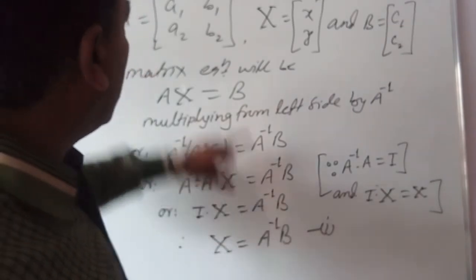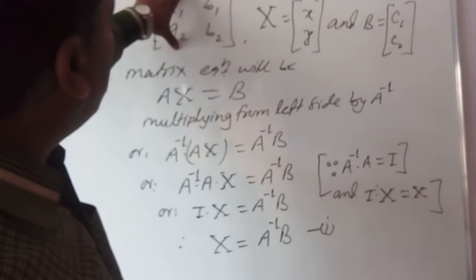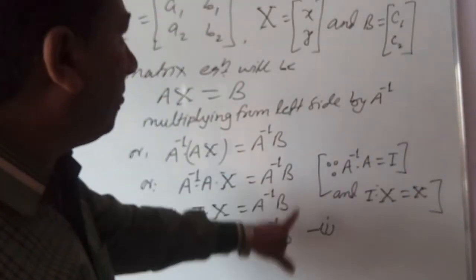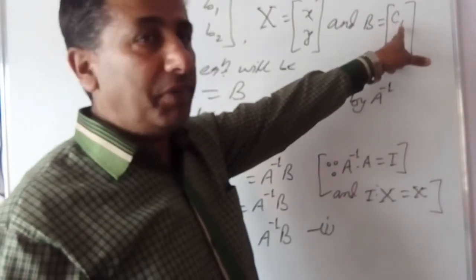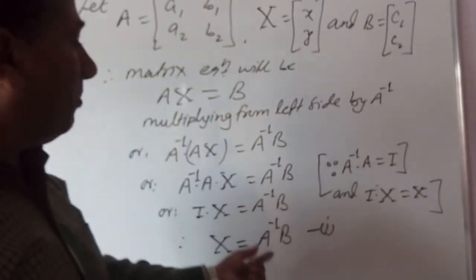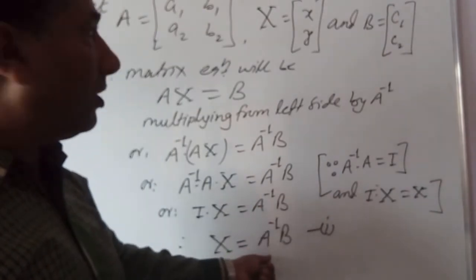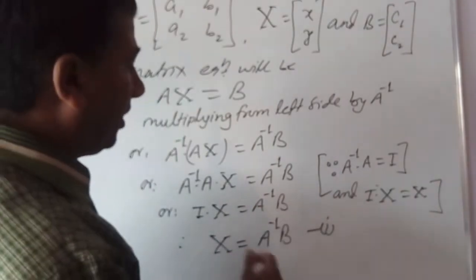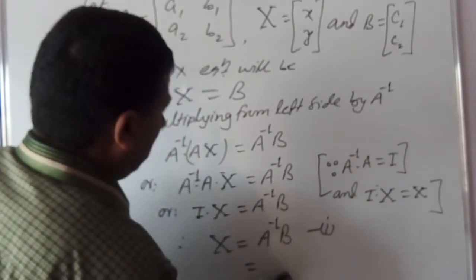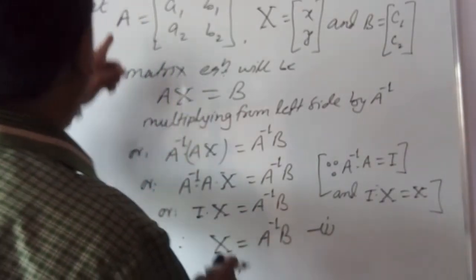Now in this equation 1 we have to find the inverse of matrix A right here and multiply with matrix B. Matrix B means this one. Multiply A inverse and B. Then after multiplication we will get a matrix in the form, I'll write at the top.